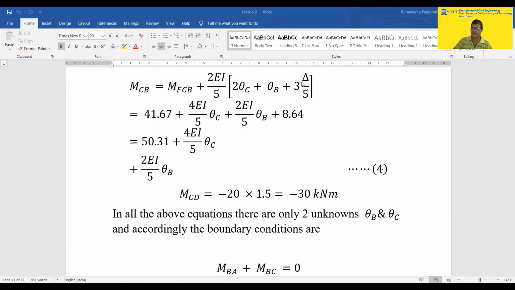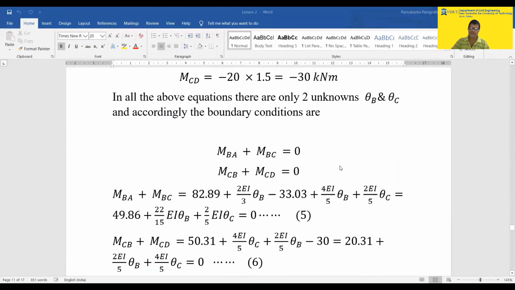So this is the delta effect because of this settlement. Somewhere these moments will increase, somewhere the moments will decrease. It depends on the sign conventions, and you should understand how, with respect to the left hand side, if the right hand side is downward, it will be anti-clockwise. If it is upward, then it will be clockwise. So according to that the moment will be kept, and now we'll put the same boundary conditions, that MBA plus MBC is equal to 0, MCB plus MCD is equal to 0.